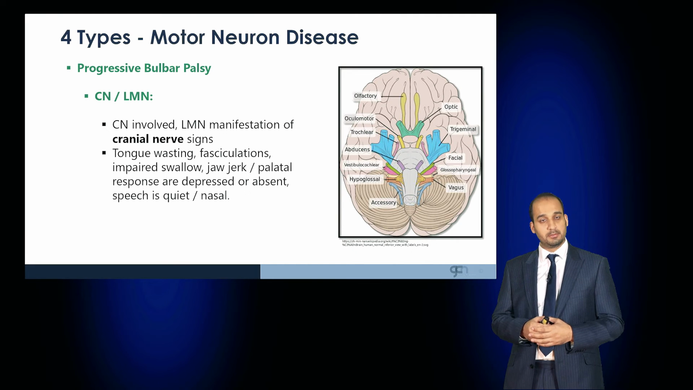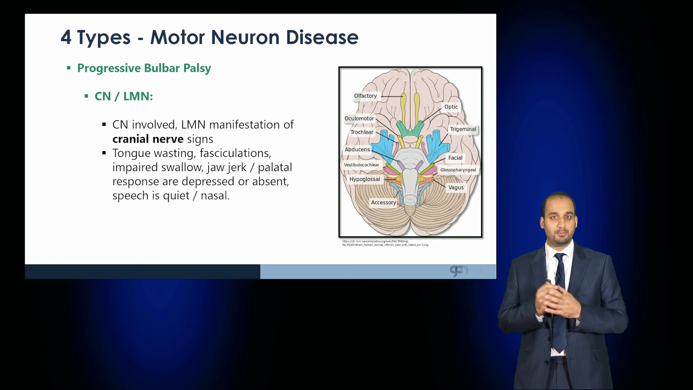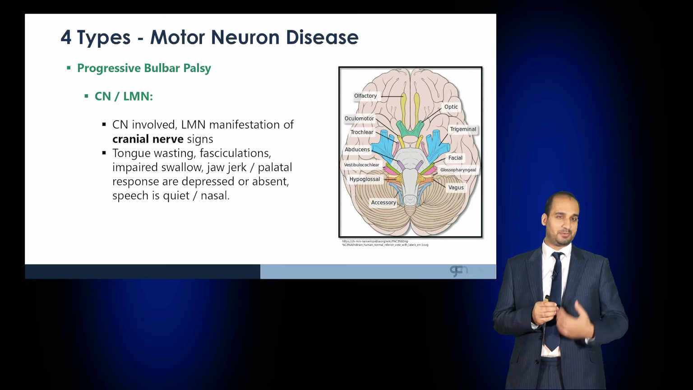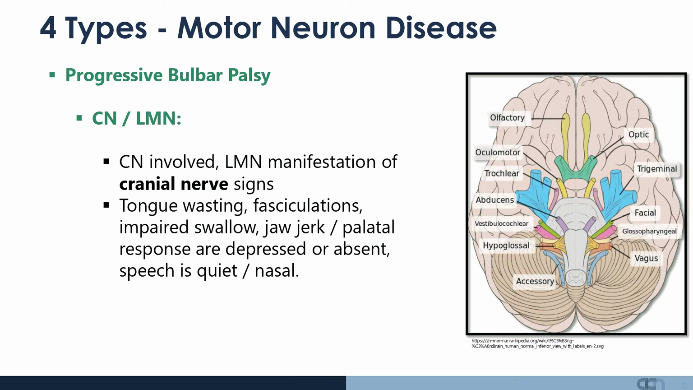In progressive bulbar palsy, you have an involvement of the cranial nerves as well as lower motor neuron signs. So patients will present with tongue wasting, fasciculation, and impaired swallow, a jaw jerk, a palatal response which is depressed, and absent or quiet nasal speech.